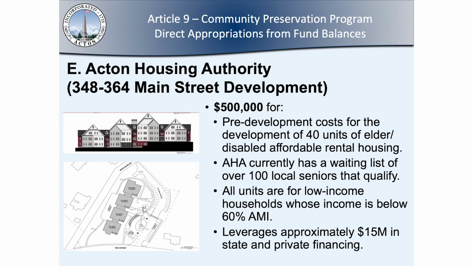4 of the units will be barrier-free, all will be universally accessible, and 8 to 10 will be for households that are under 30% of median income. 2 of the units will be 2 bedrooms to allow for live-in aide, and 6 of the units will be set aside for households under 60 with disability. The entire development will cost approximately $15 million, and the community preservation funds will leverage millions in state, private, and federal financing. The Acton Housing Authority currently has over 100 local senior households on its waiting list.